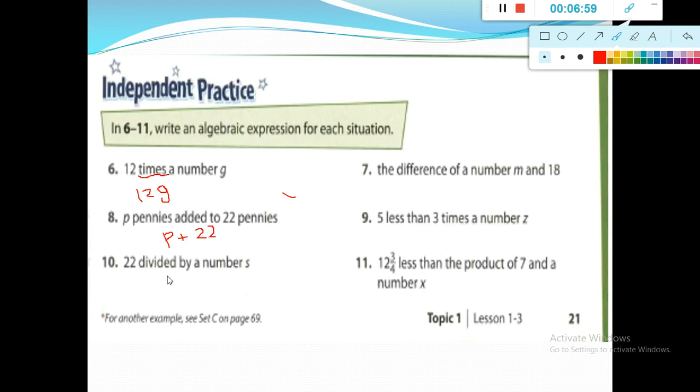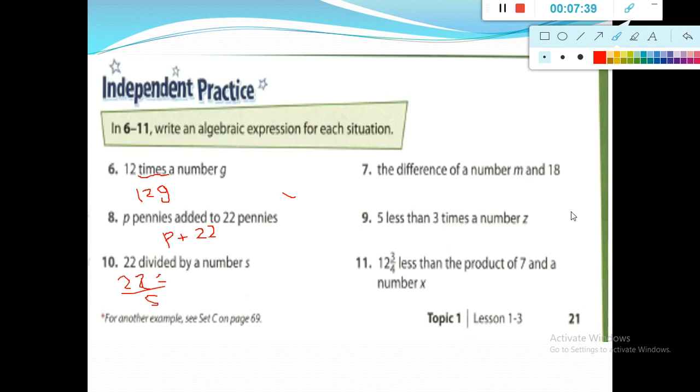Question number 10: 22 divided by a number S. 22 divided means division. I need to divide. Which one divided by which one? 22 divided by a number S. So 22 divided by S. We can write 22 over S. We can write 22 divided by S.